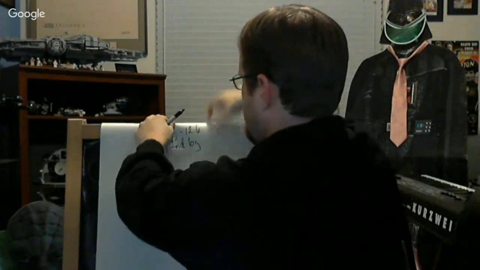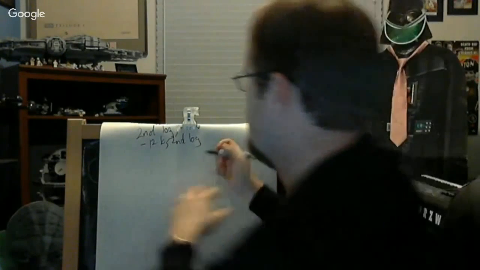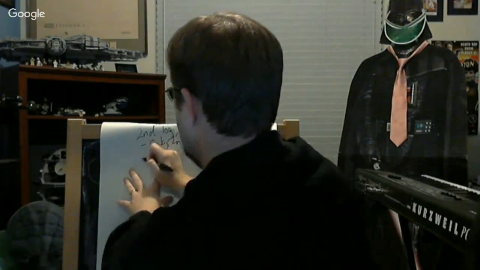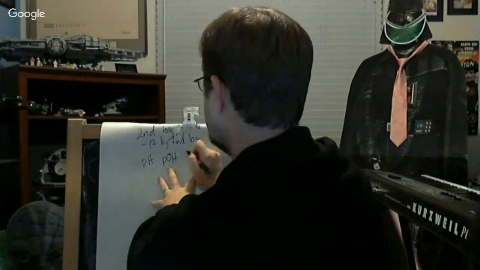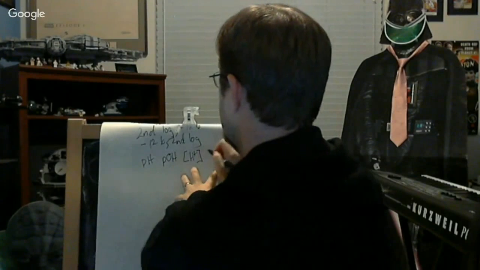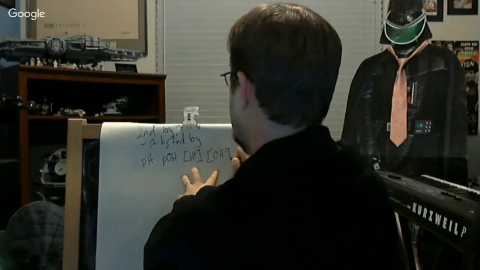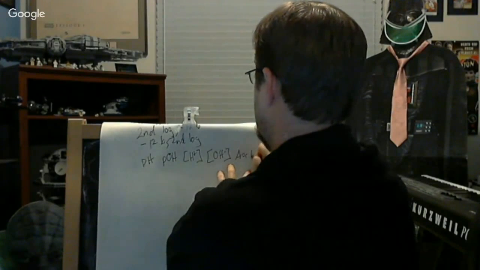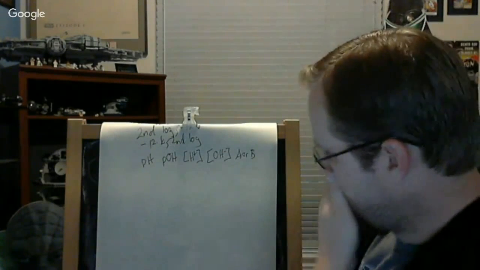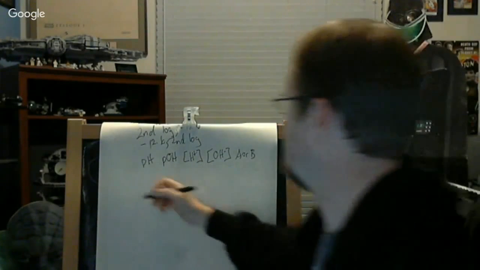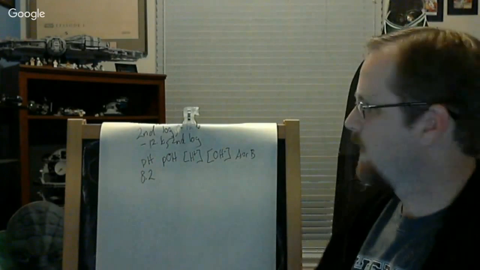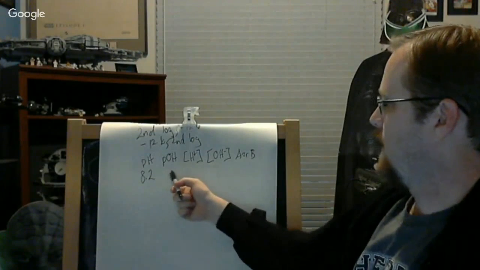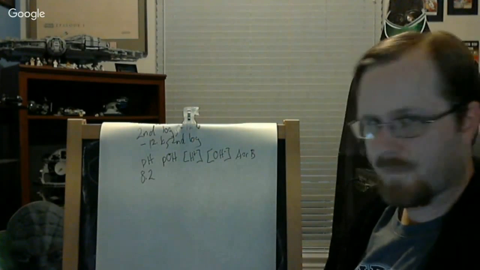So without further ado, let's do some practice. Okay, so I'm going to make a little chart here. We got pH, we got pOH, hydrogen concentration, hydroxide concentration, and then acid or base. And I'm going to start with a pH of 8.2. Okay, so we have a pH of 8.2. Find everything else. All right, let's see what we can do.